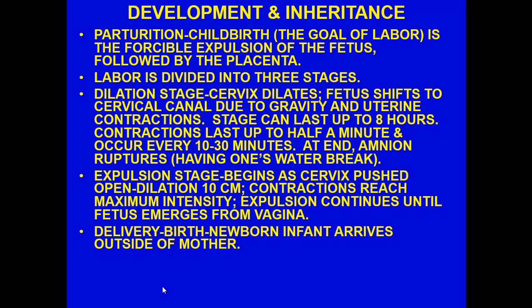Expulsion stage. This begins as the cervix is pushed open. That's when you have full dilation, 10 centimeters. So keep in mind that the cervix is going to be dilating through this process. So once you get to 10 centimeters and the contractions are reaching their maximum intensity, the expulsions will continue until the fetus emerges from the vagina. This is where we get delivery. This is birth. The newborn infant arrives outside of the mother.